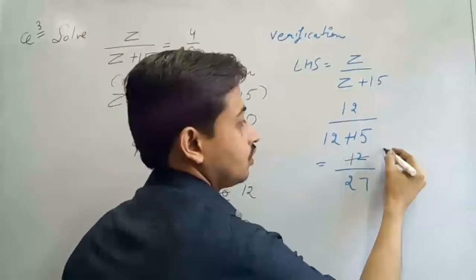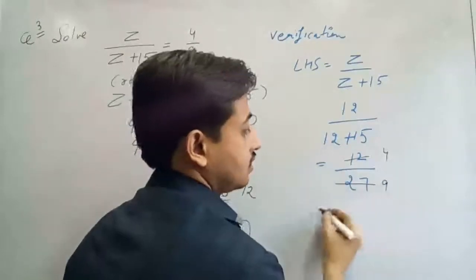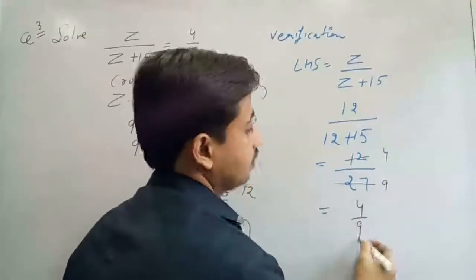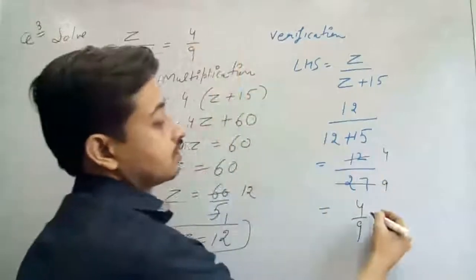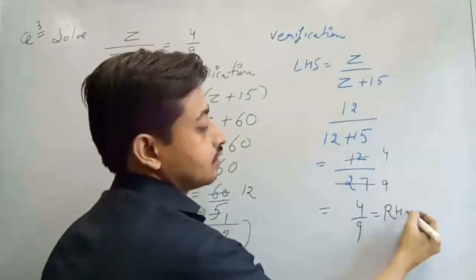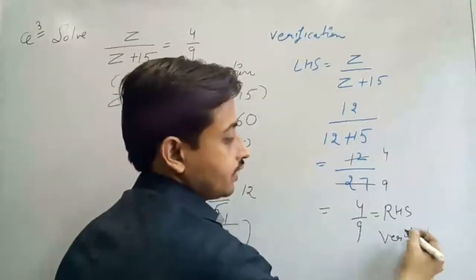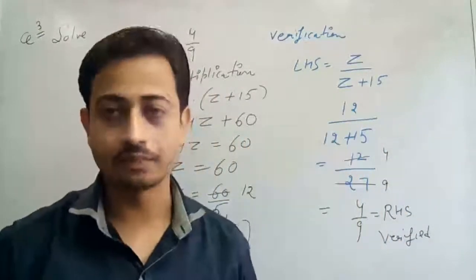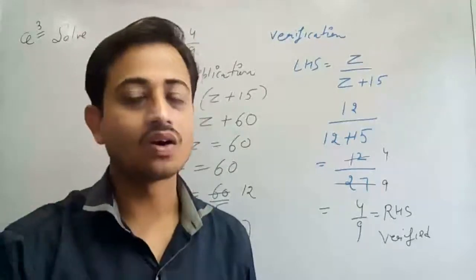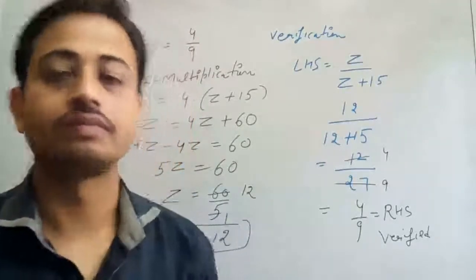3 fours are 12 and 3 nines are 27. So we get 4 by 9, and 4 by 9 is what? This is your right hand side. So we have verified. It's very simple. So please make a note or take a screenshot.